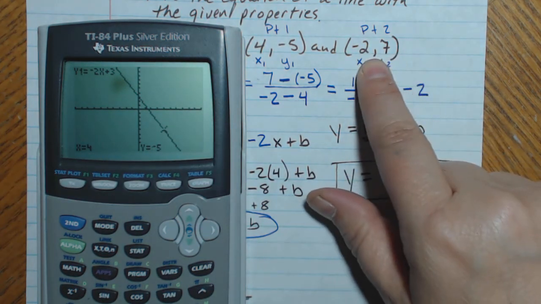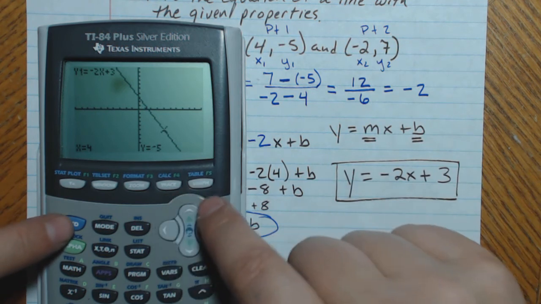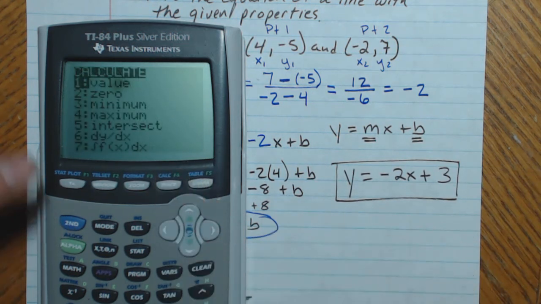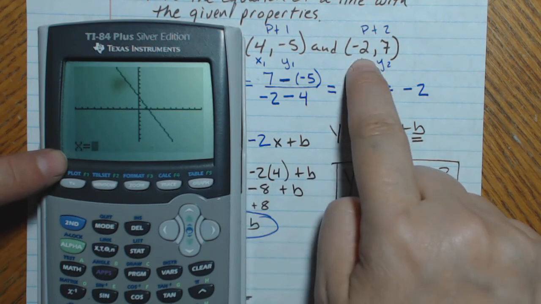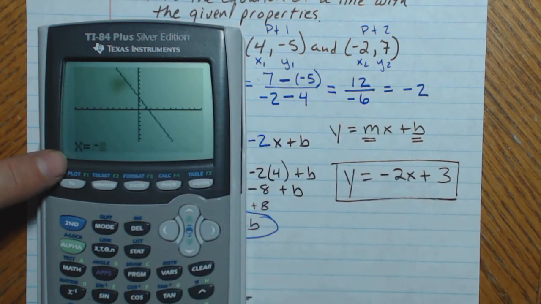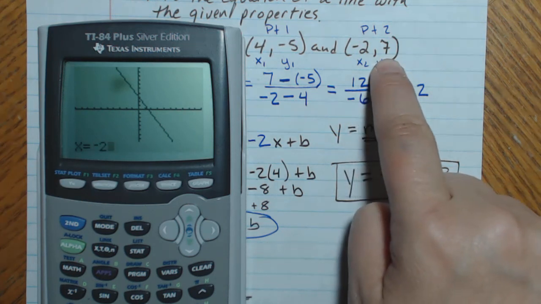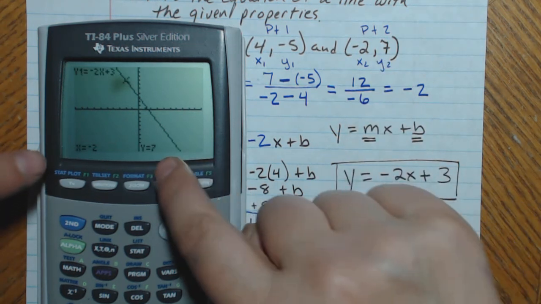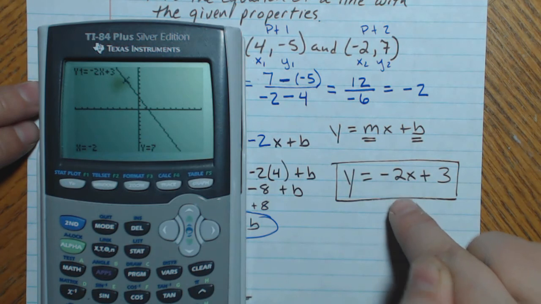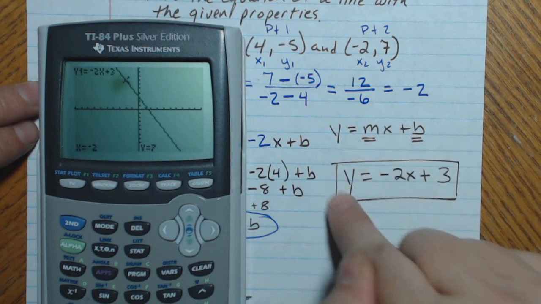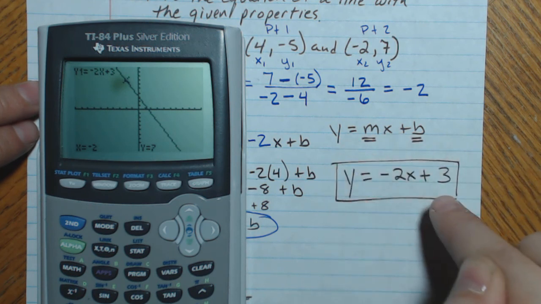I can do the same thing to check the other point. So I'm going to go back and do second calc again. And then again, I'm going to choose value by either pressing 1, since it's the first choice on the menu, or by just pushing enter because it already has the highlight on it. And in this case, I'm going to put in my -2 value for x. So I'm going to type in -2. And when I hit enter, I'm sure hoping it pops out a 7. So I hit enter. It says y equals 7 down here, shows where the point is. So I was able to check that both these points fall on this particular line, and that is a 100% check that that line is accurate, and I can feel confident in my answer.